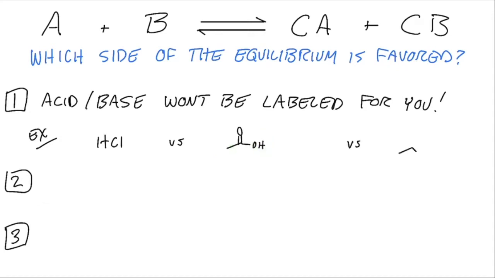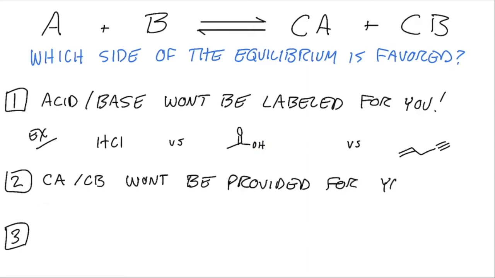Yet another example could look something like this, where we don't have any protons drawn in whatsoever. And so we'll have to analyze very carefully, are there acidic protons or is it more likely to act as a base? Second, the conjugate acid and conjugate base, or CA and CB, won't necessarily be provided for you.